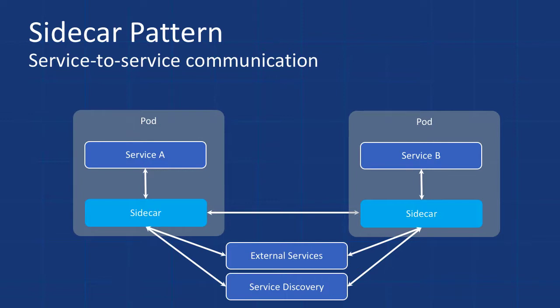So here's a nice visual. You've got a couple pods that have service A and service B that want to communicate with them, and they may also want to communicate with external services. And so any outgoing call from service A to service B is going to walk through its sidecar, which is then going to talk to the sidecar on service B, which is then going to communicate with service B.